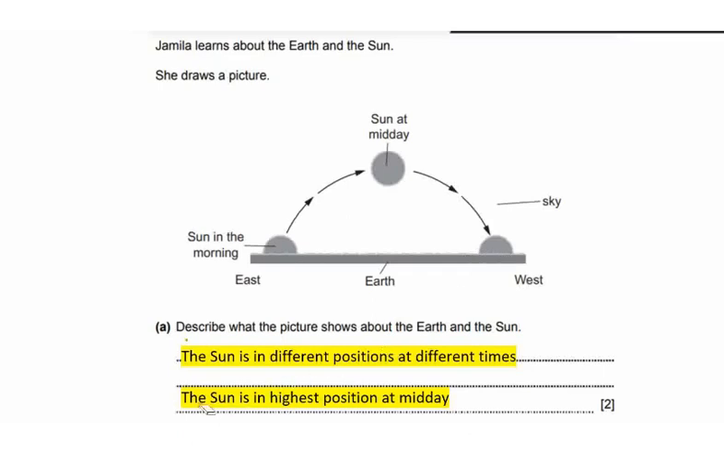The second is the Sun is in the highest position at midday. The answer for this may vary. If you doubt, you can write down in the comment section. We'll surely reply to you if your answer is correct or wrong. Now let's move to question B.